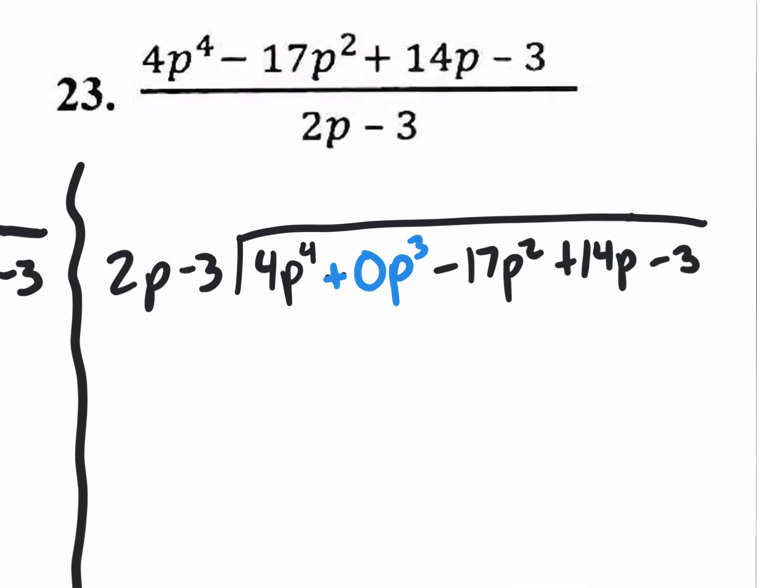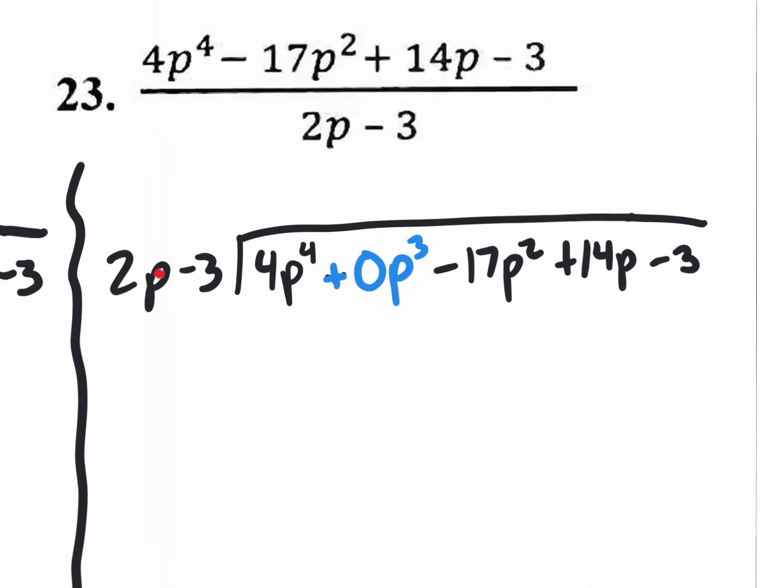Power 4, okay, we need the power of 3. It's not there, so I'm going to put a 0. It's not there, but it'll still hold that place value. So when you do 2p times 2p to the third, you'll be able to write it above that other p to the third. Okay, I want to pause it, keep going, and I'll explain it in a bit.